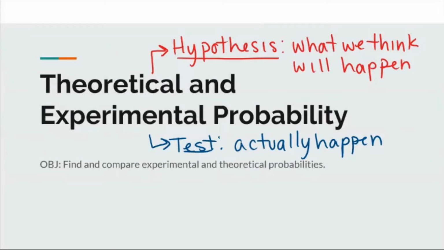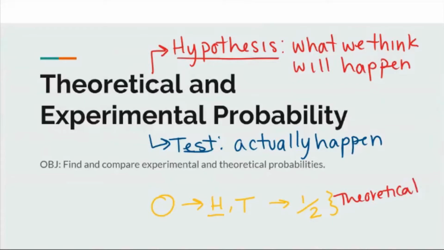So if we have a coin, its outcomes are heads or tails. Those are the only two outcomes. Now, if we were to guess the likelihood or the chance of getting heads, well, we know that that's one outcome out of two. This would be a theoretical probability because we haven't flipped it yet. We're just guessing what's going to happen.